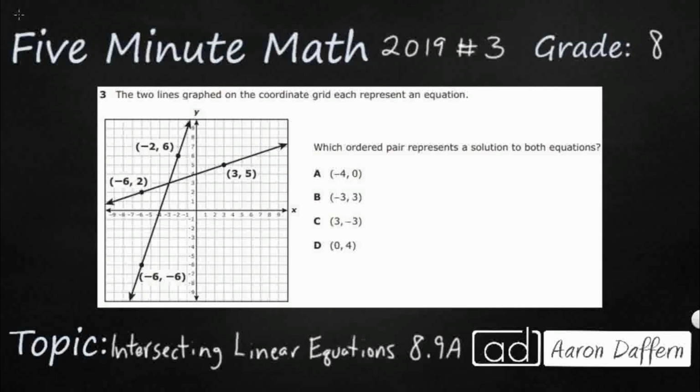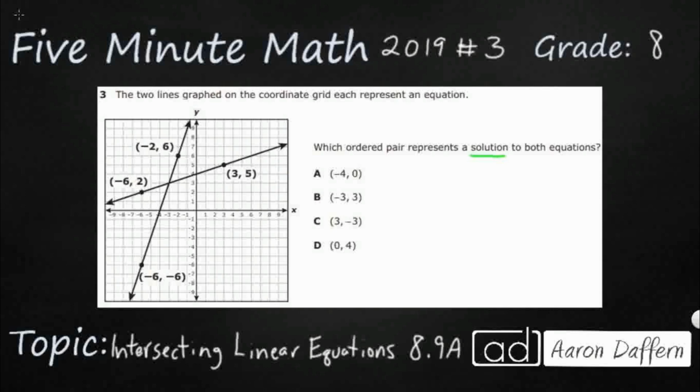So we've got two lines that are graphed, and it does look like they intersect, and we've got some actual points given to us, all except for that intersection. And so which ordered pair represents a solution to both equations?